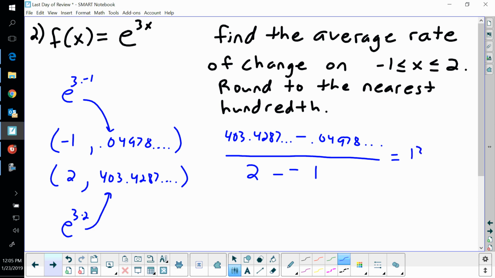We should get 134.4596 and some other stuff. The question asked us to round to the nearest hundredth, so we look one spot past the hundredths. We have the 9. 9 tells us to bump up, so we should have 134.46.